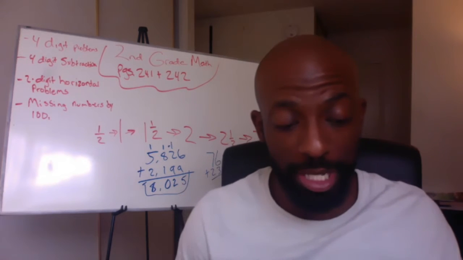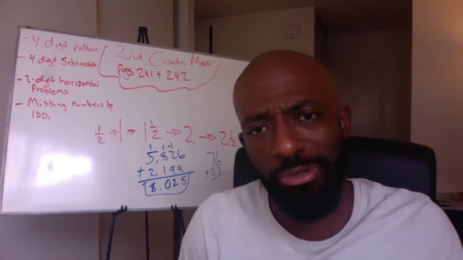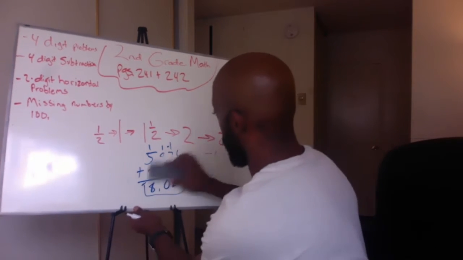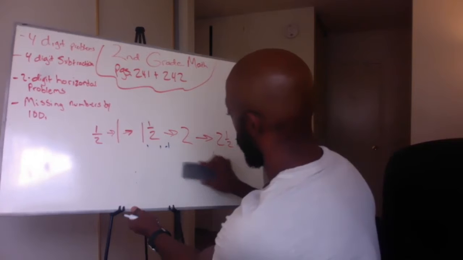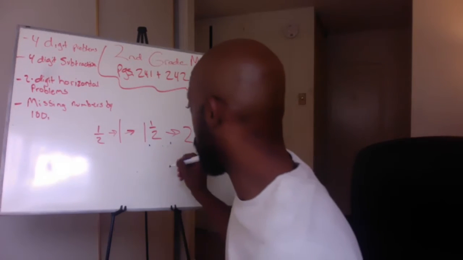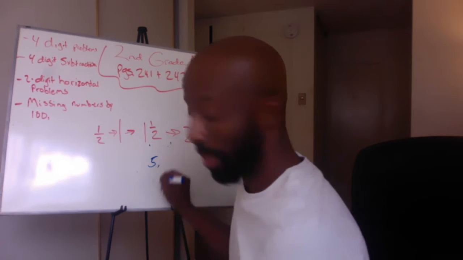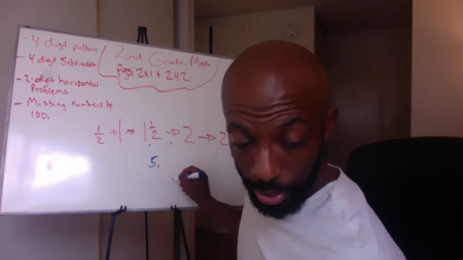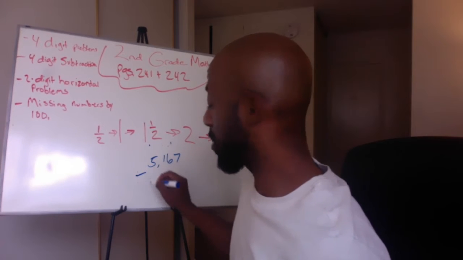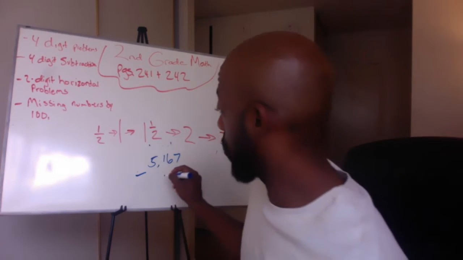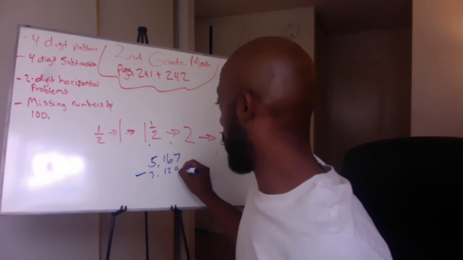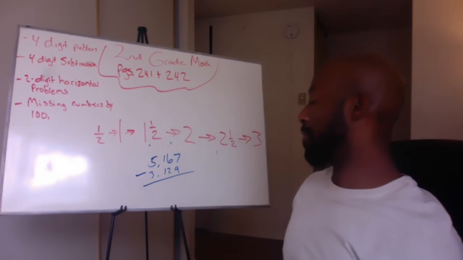Oh, for the next problem, it says write the differences. Whew. Now what are we doing? Well, I'm going to get my trusty eraser out, and we're going to try to do this number here. All right? So what we have here is 5,000, another big one, 5,000. We have 167 minus, because we're taking away the differences, minus 3,129.